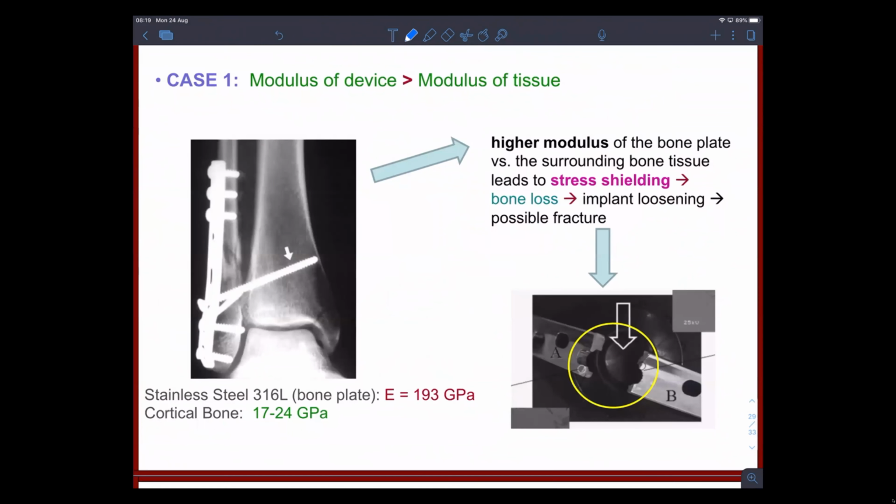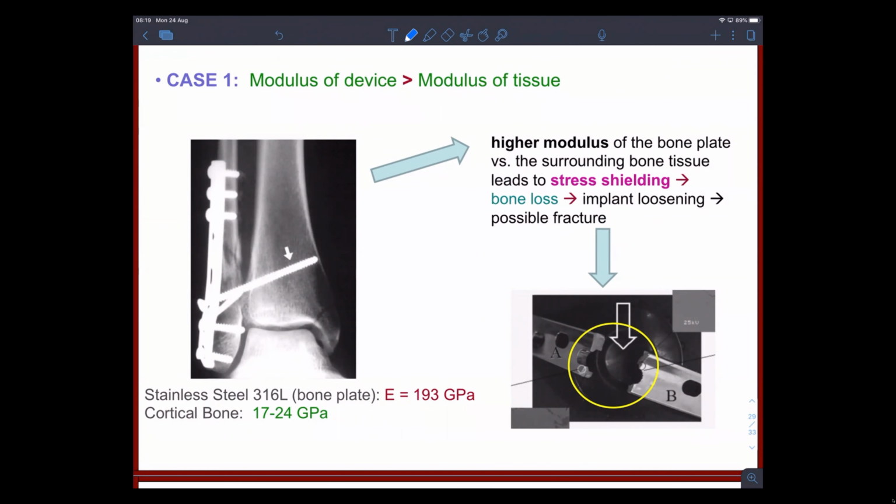So this is an example of a bone plate that is put in there. The bone plate consists of stainless steel. So you can see that it is much stronger than the cortical bone. The higher modulus of the bone plate versus the surrounding tissue causes this stress shielding and leads to bone loss. And that results in the implant becoming loose and then possible fracture and loss there.